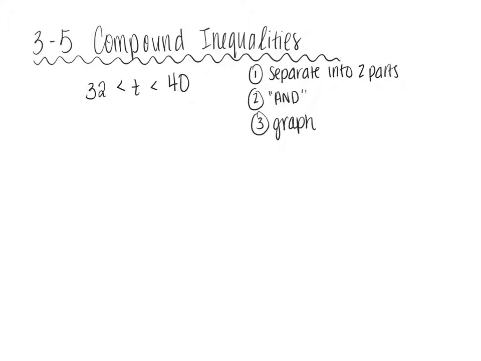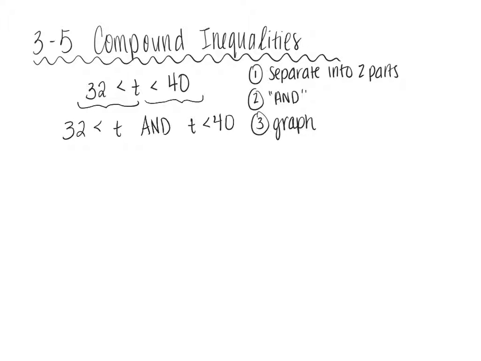Alrighty, welcome back. Let's look at this guy. Okay, remember that the first thing I'm going to do when I see two inequalities going on is I'm going to end up separating it into two parts. So my first part here is 32 is less than t. Recognize that because I've got two inequalities, this is an and situation. And then what's going on over here? Oh, t is less than 40.